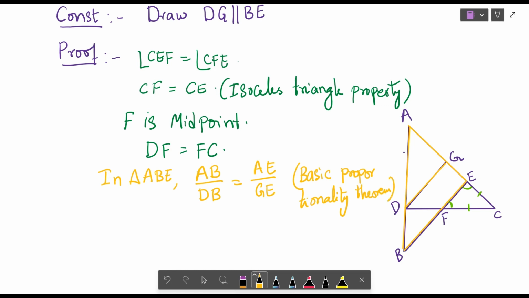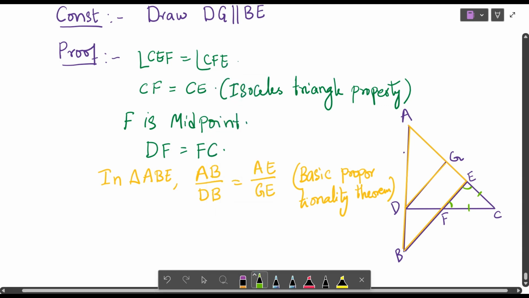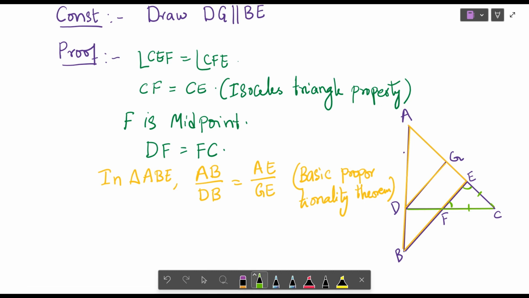Now I am going to show you another triangle. Okay, what is another triangle here? See here, DCG. Okay, DCG. Understood? And FE is parallel, right? So I'm going to write here, in triangle DCG, DF by FC will be equal to GE by EC.